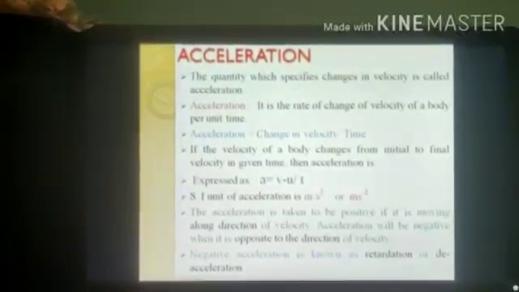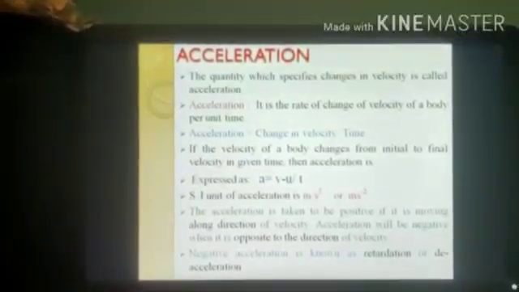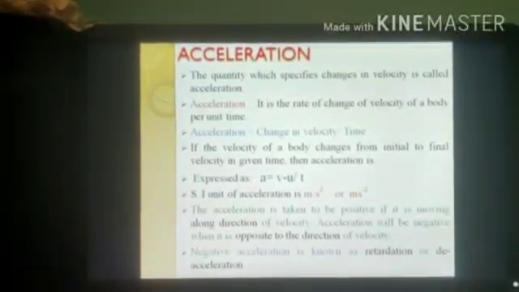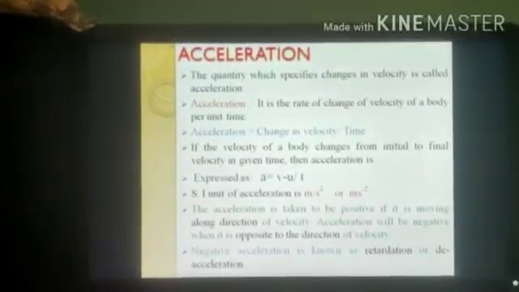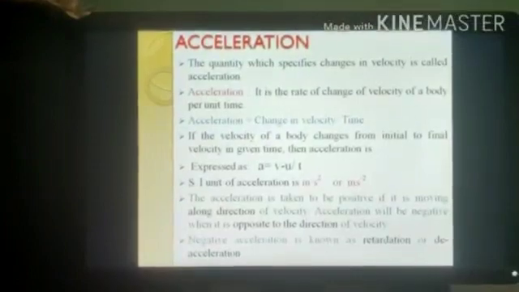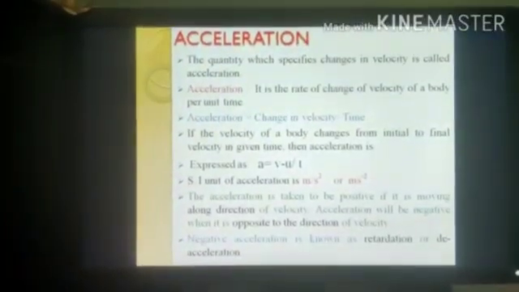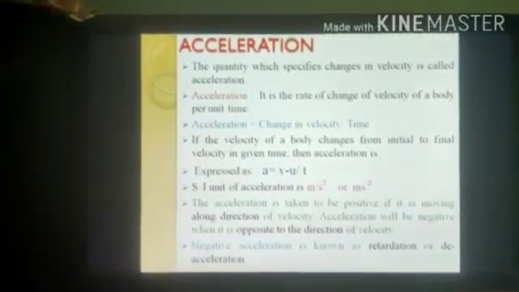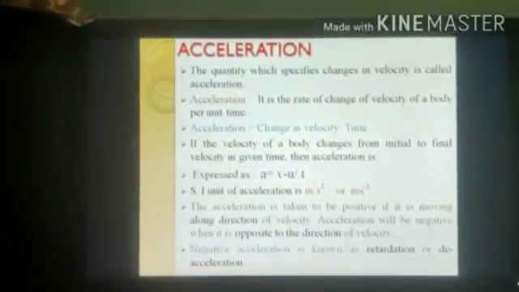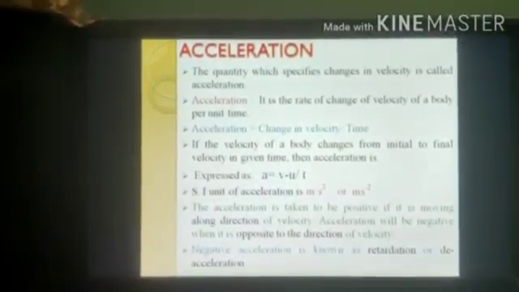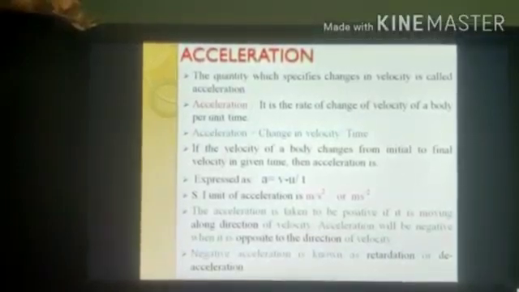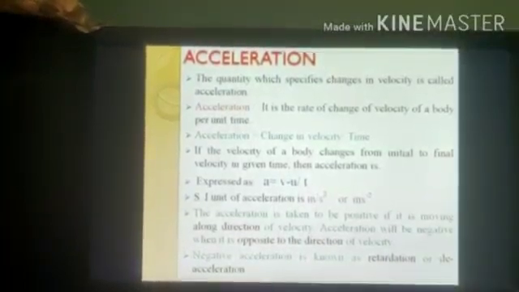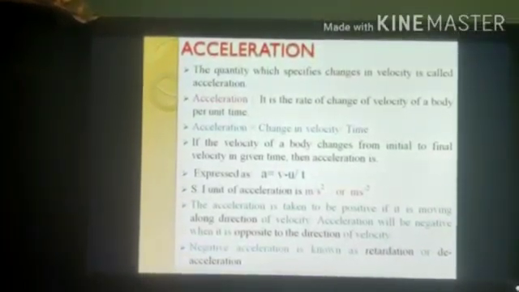Acceleration is defined as the rate of change of velocity of a body per unit time. Acceleration is equal to change in velocity upon time. If the velocity of a body changes from initial to final velocity in a given time, then acceleration is given by a = (v - u) / t. The SI unit of acceleration is meter per second square.